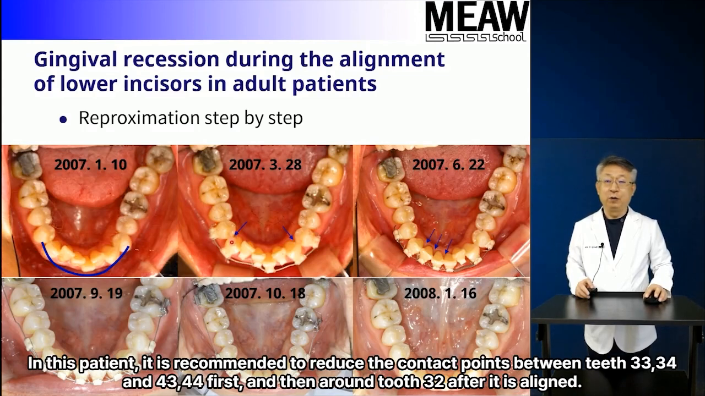In this patient, it is recommended to reduce the contact points between teeth 33, 34 and 43, 44 first, and then around tooth 32 after it is aligned.